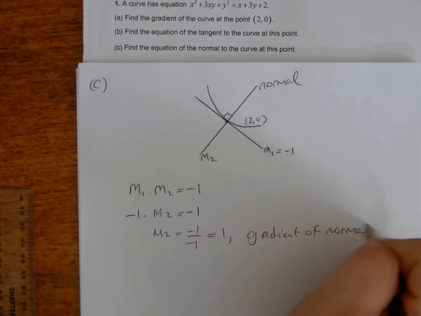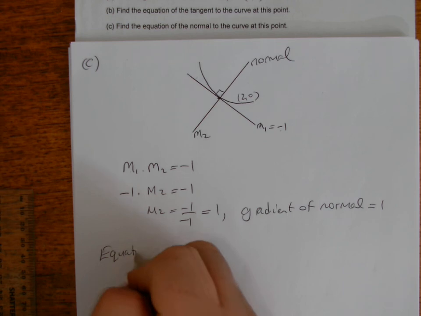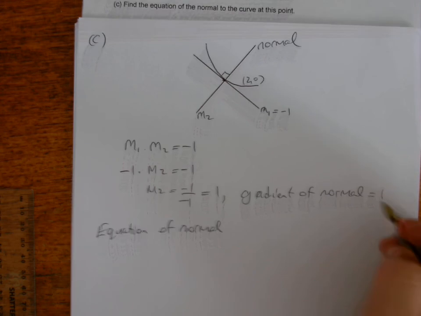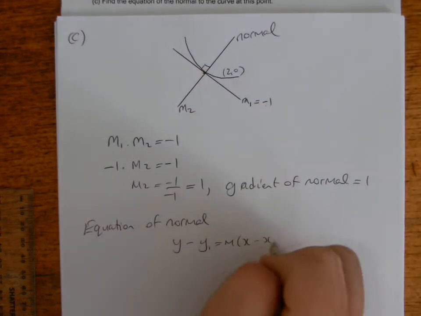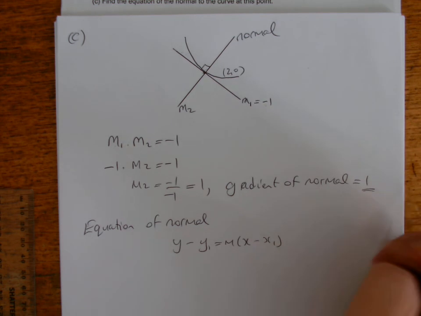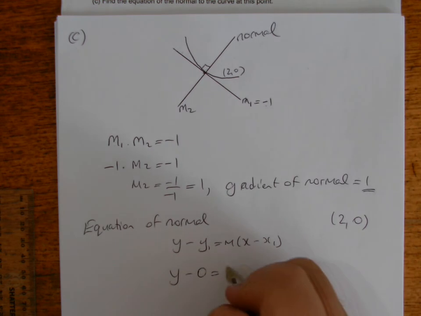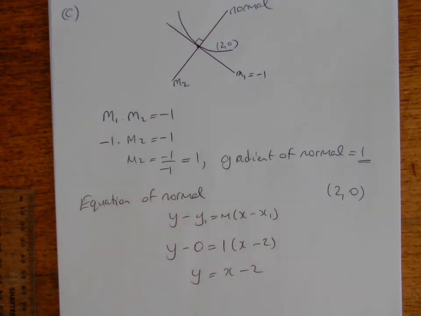Okay, now to determine the equation of the normal, we use the same equation formula that I wrote down earlier on, y minus y1 equals m(x minus x1), using this gradient this time, and of course the same point (2, 0). So y minus 0, gradient is 1, x minus 2. So you get y equals, well, of course this time it's just times by 1, so it stays the same. So there is my equation of the normal, y equals x minus 2.